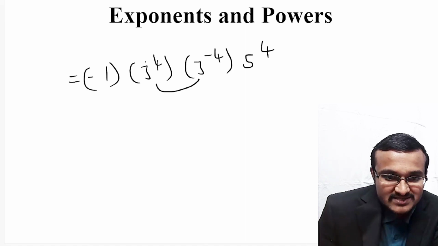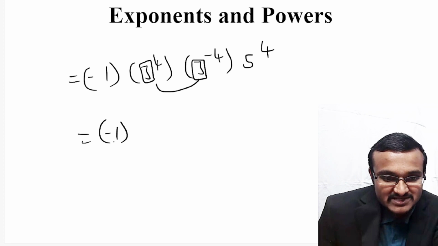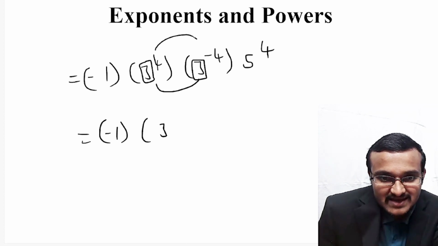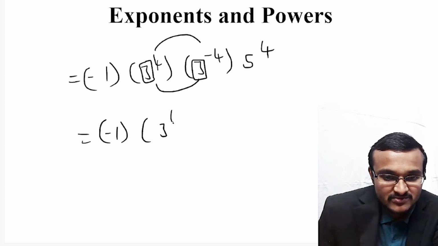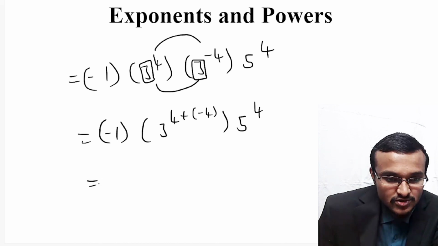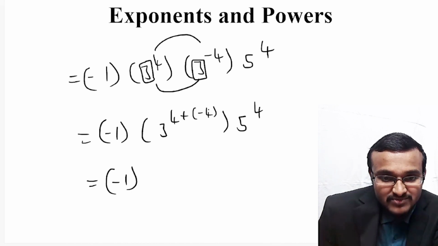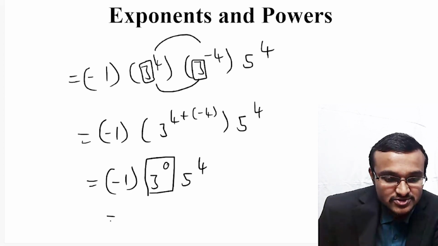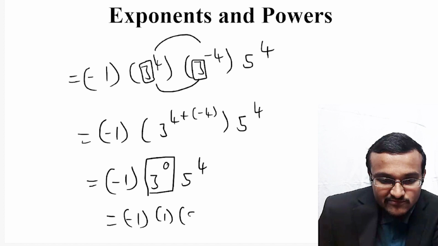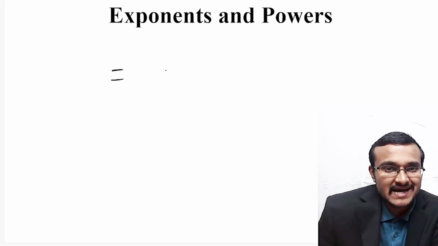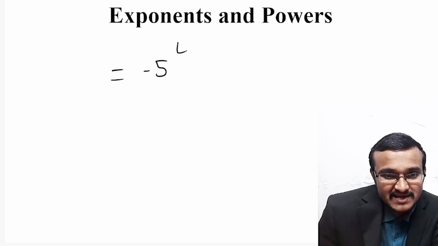So now here you can see base is common. So you are multiplying these two bases, so you can take that as common. Minus 1 is there. So 3 is common. You can actually add these two particular powers, so it will become 4 plus minus 4 into 5 power 4. So minus 1 is there, 4 plus of minus 4 will be 4 minus 4. So 4 minus 4 will be 3 power 0, 5 power 4. Anything to the power 0 will be 1. So minus 1 into 5 power 4 will be there. So this is actually equal to minus 5 power 4. So the answer which you have got here is minus 5 power 4.